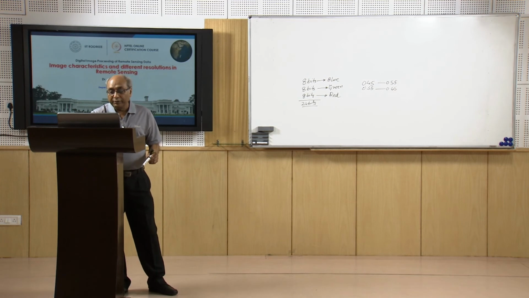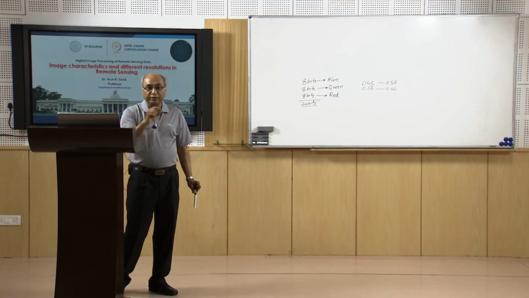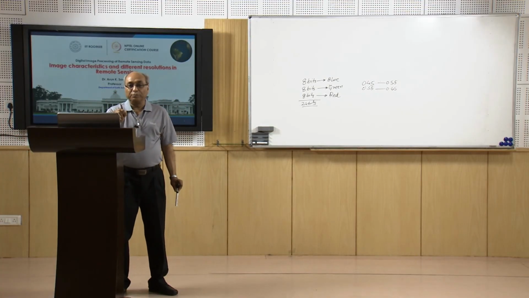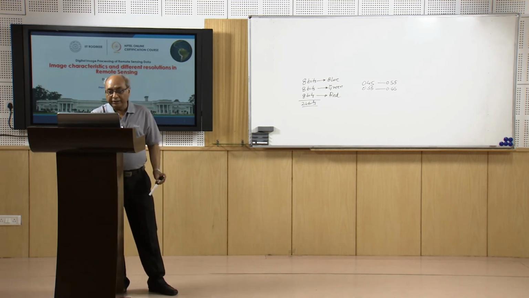Like here between band 2 and band 3 there is a gap, as you might notice that the highest value is 0.59, the next is 0.62. That means there is a gap, and this gap is not there in the case of hyperspectral. It is continuous. So for each 0.1 micrometer there is a band. So that is why it is very important.